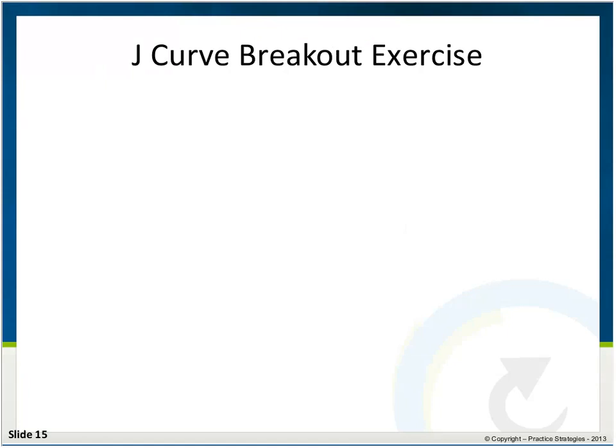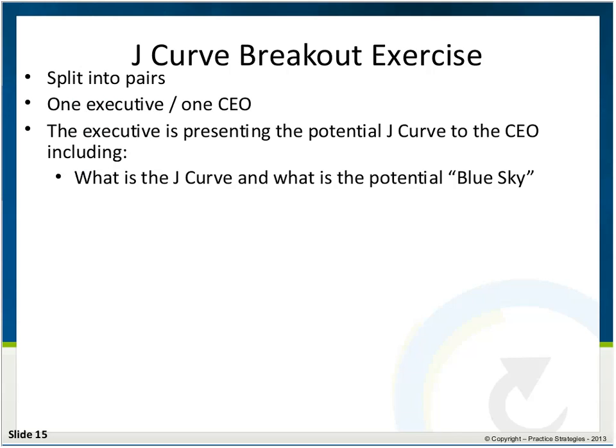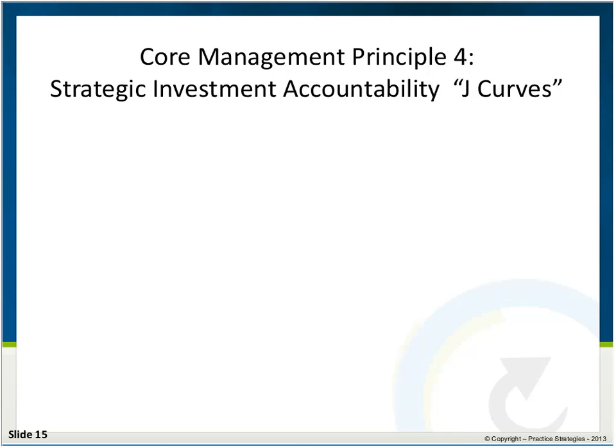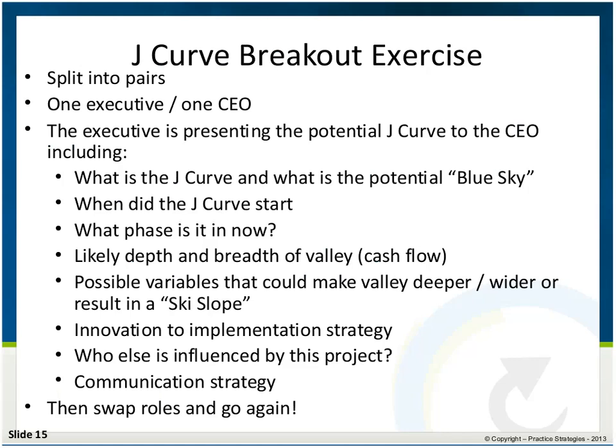And by doing that, I'm going to be asking people to break into pairs, and I'm going to be asking them to role play with one of them being the business owner and one of them being the executive that comes to the table with an idea. And I'm going to ask them to present the J-curve following these 8 bullet points. And I'm going to ask them to be quite specific in sticking to these bullet points.